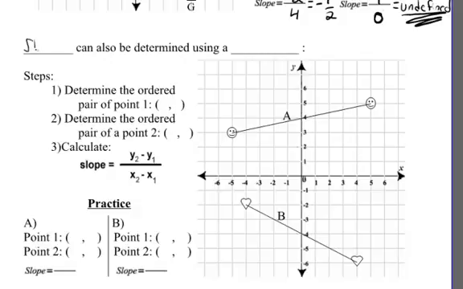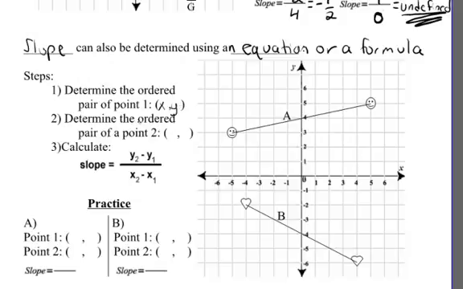So slope can also be determined using an equation, or a formula. Okay? So, the steps for using a formula are: determine the ordered pair that define the first point, point 1. And remember, an ordered pair is always in the form x, y. So you give the x coordinate first and then the y coordinate.